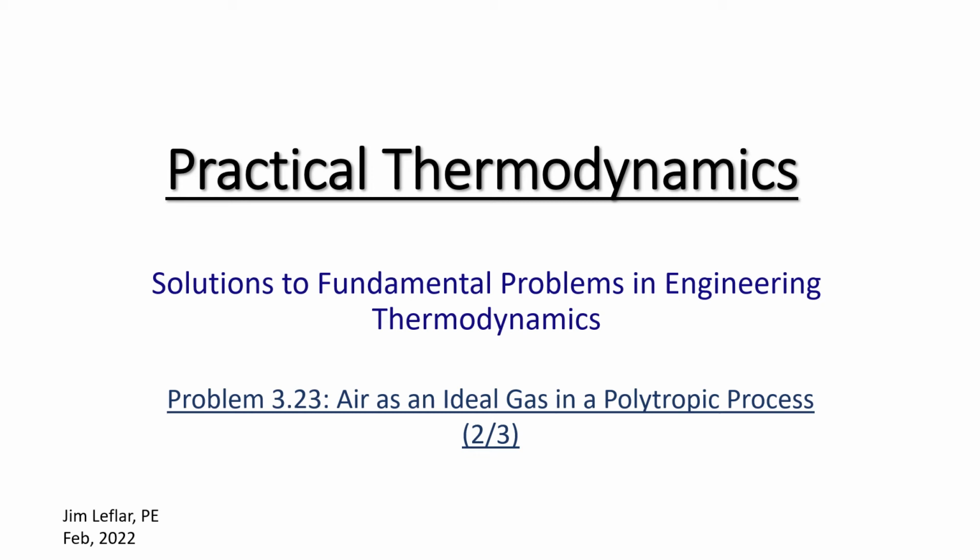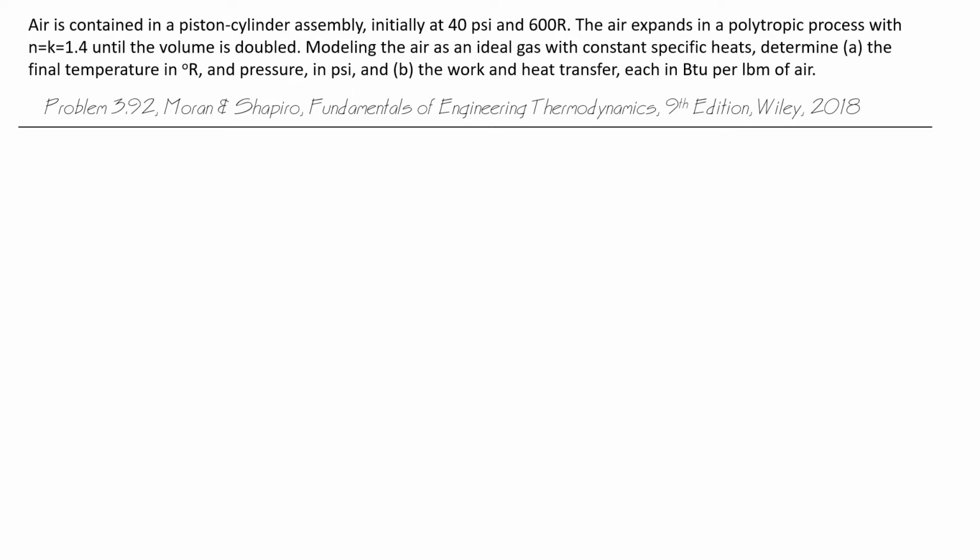Let's solve another thermodynamic problem, this one involving an ideal gas used in a particular polytropic process. Air is contained in a piston cylinder assembly, initially at 40 psi and 600 degrees R. The air expands in a polytropic process with n equal to k equal to 1.4 until the volume is doubled. Modeling the air as an ideal gas with constant specific heats, determine A, the final temperature in degrees R and pressure in psi, and B, the work and heat transfer, each in BTUs per pound mass of air.